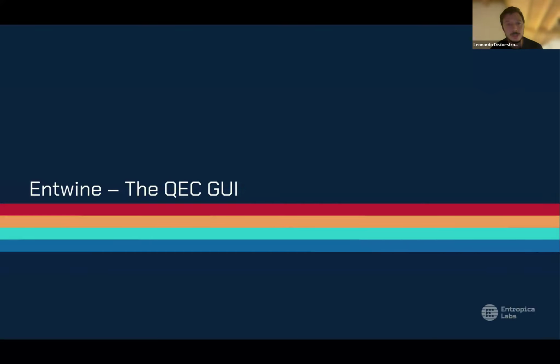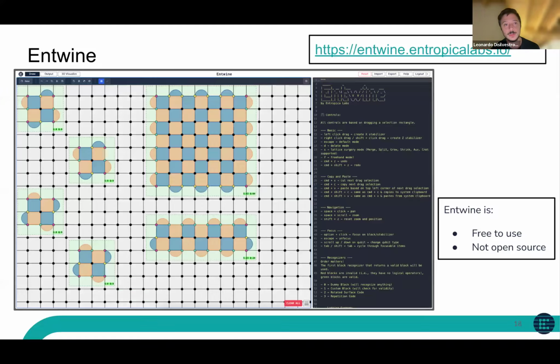Now, let's move quickly to Entwine. When you log in to Entwine, that's what it looks like. Now, one thing that I should stress is that Entwine is free to use, but the code itself is not open source. Now, when you see the green stuff appearing next to a block in Entwine, what's happening is that Entwine, the front end, talks to an instance of Loom and verifies that what you've drawn is indeed a valid surface code.